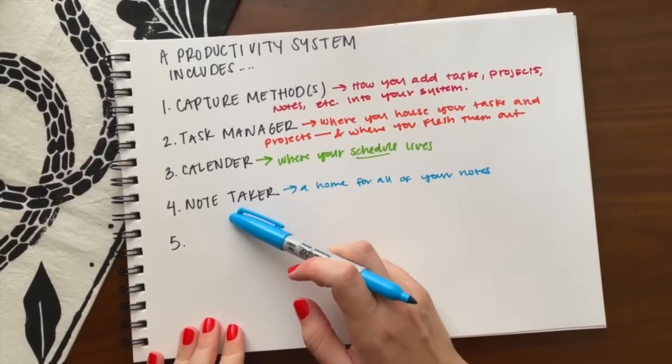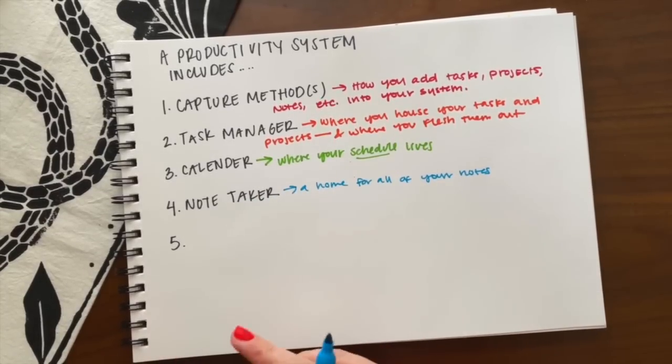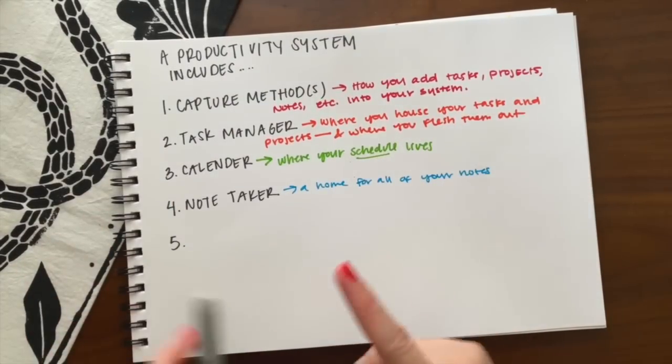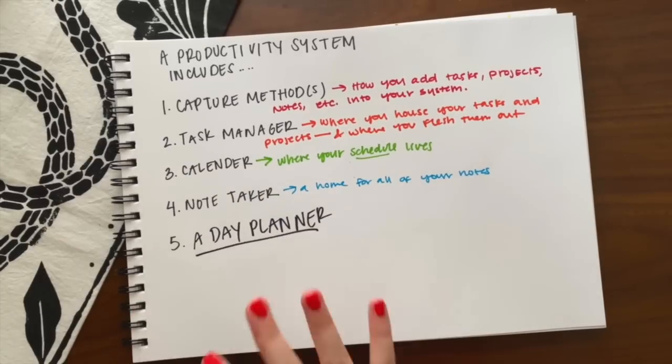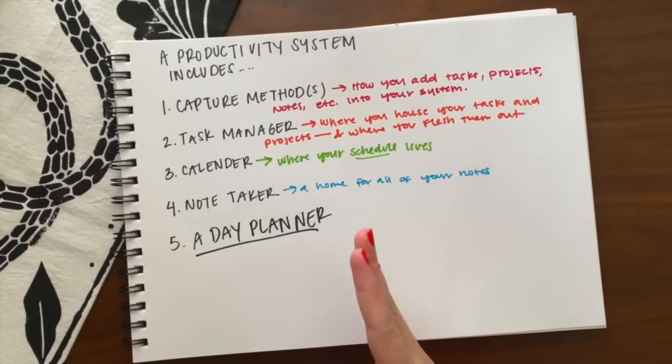Some people like to take notes on paper. Some people like to house it all in a digital format so it's easy to search. It's totally up to you. And then the fifth and final thing that most people are missing in this system is a day planner. A day planner is the thing that you actually sit down with when you are creating your plan for a specific day, usually that very day you are experiencing in that moment.